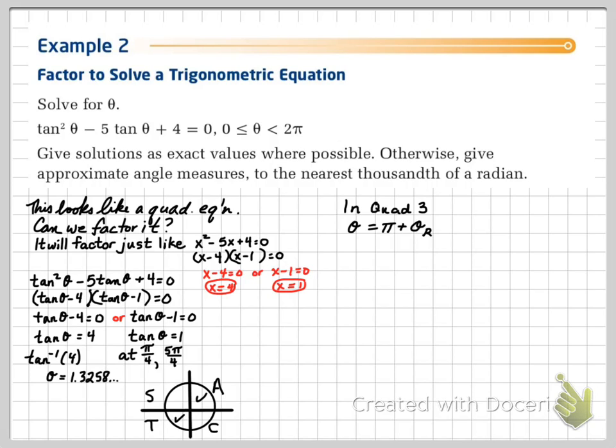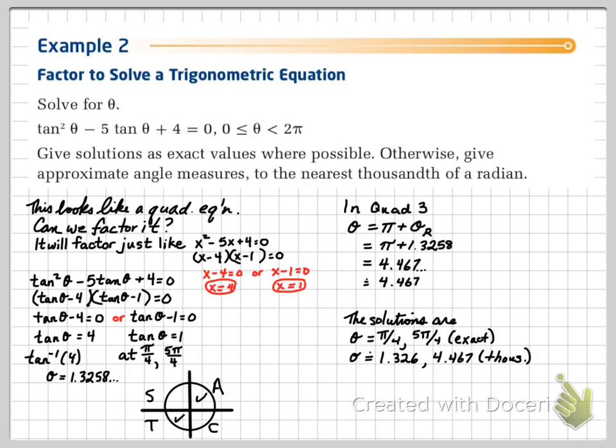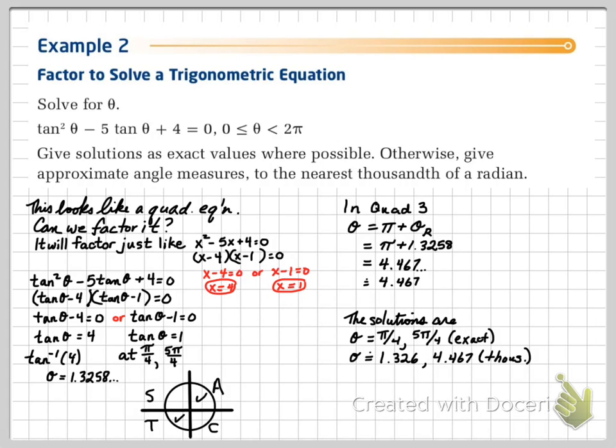So here we go. This way, we can now say that it's going to equal pi plus 1.3258, which is going to give me 4.467. So now I can say that my solutions are 5 pi over 4 and pi over 4. Those are the exact solutions. And I can also say it's going to equal 1.326 approximately and 4.6467, and that's correct to the nearest thousandth. And those are going to be our two approximate solutions.